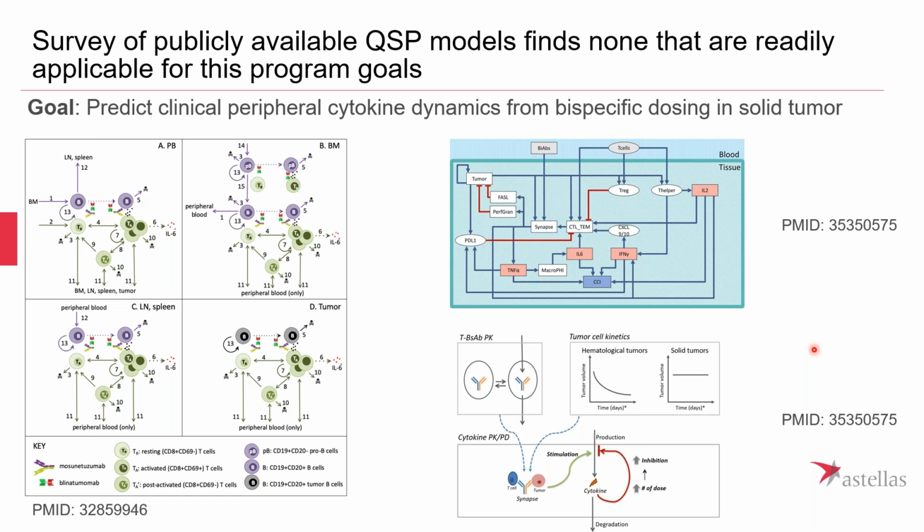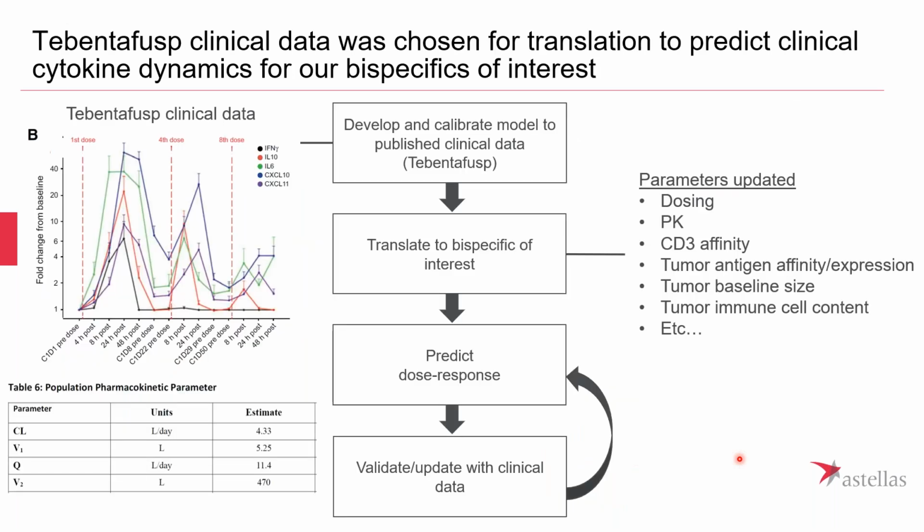But again, these models really couldn't be readily taken and used because while this model in the bottom did look at solid tumors, it wasn't really done in a way that could readily be translated to other compounds of interest. It's more of an empirical model that wasn't readily translatable for our purposes. And so the survey of literature revealed that while there are some great QSP models out there, there's nothing that's really readily available to meet my goal.